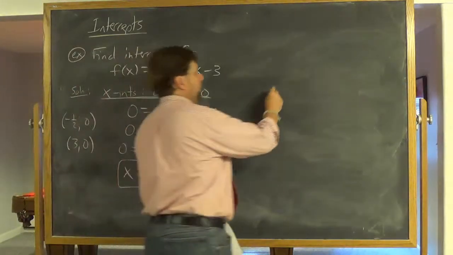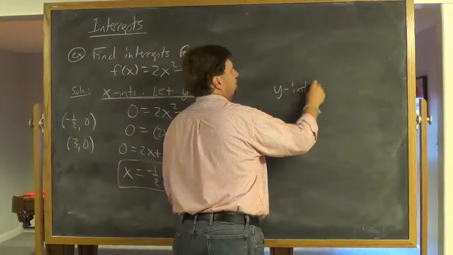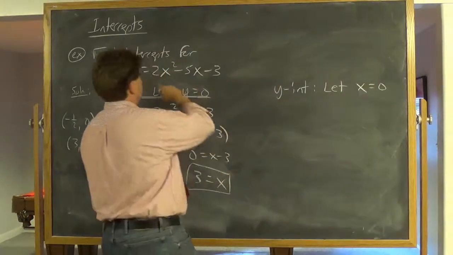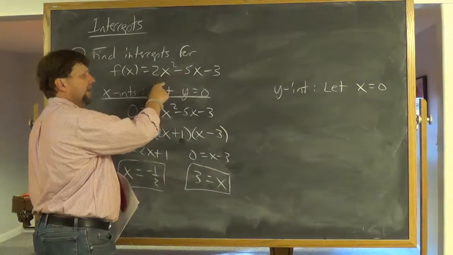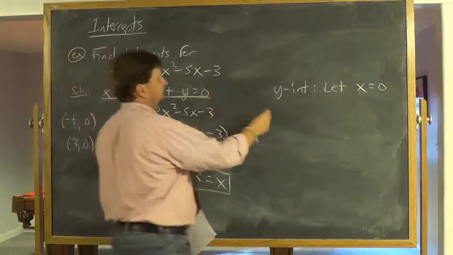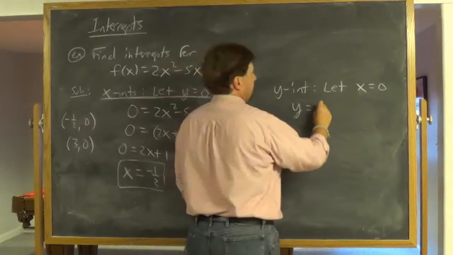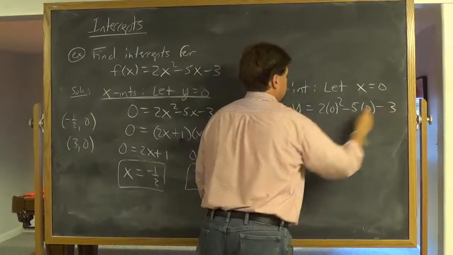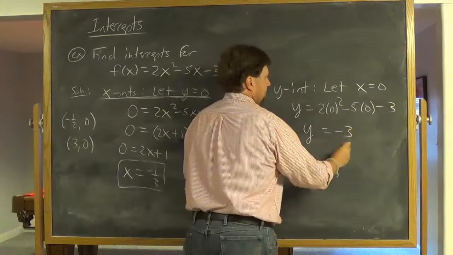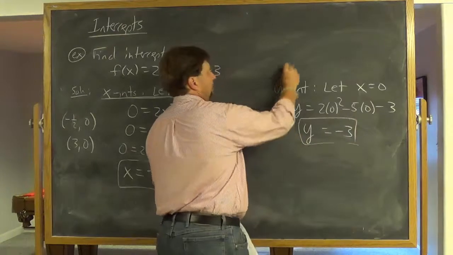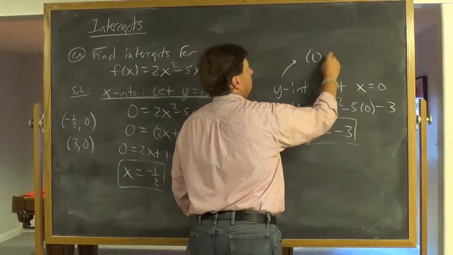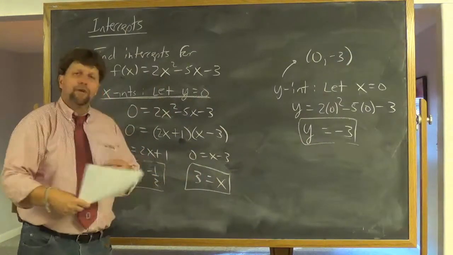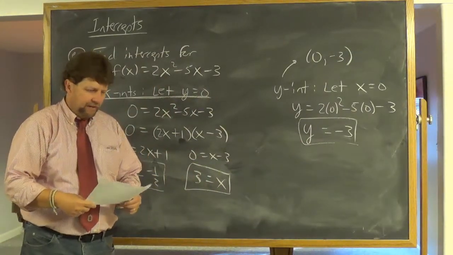And then likewise, to find the y-intercept, that's when you let x equal 0. So here's your function. You're going to let x equal 0, so your y-intercept will be y equals 2 times 0 squared minus 5 times 0 minus 3. y equals negative 3. So the y-intercept is (0, -3). So that's a quick refresher on how you find x-intercepts and y-intercepts.